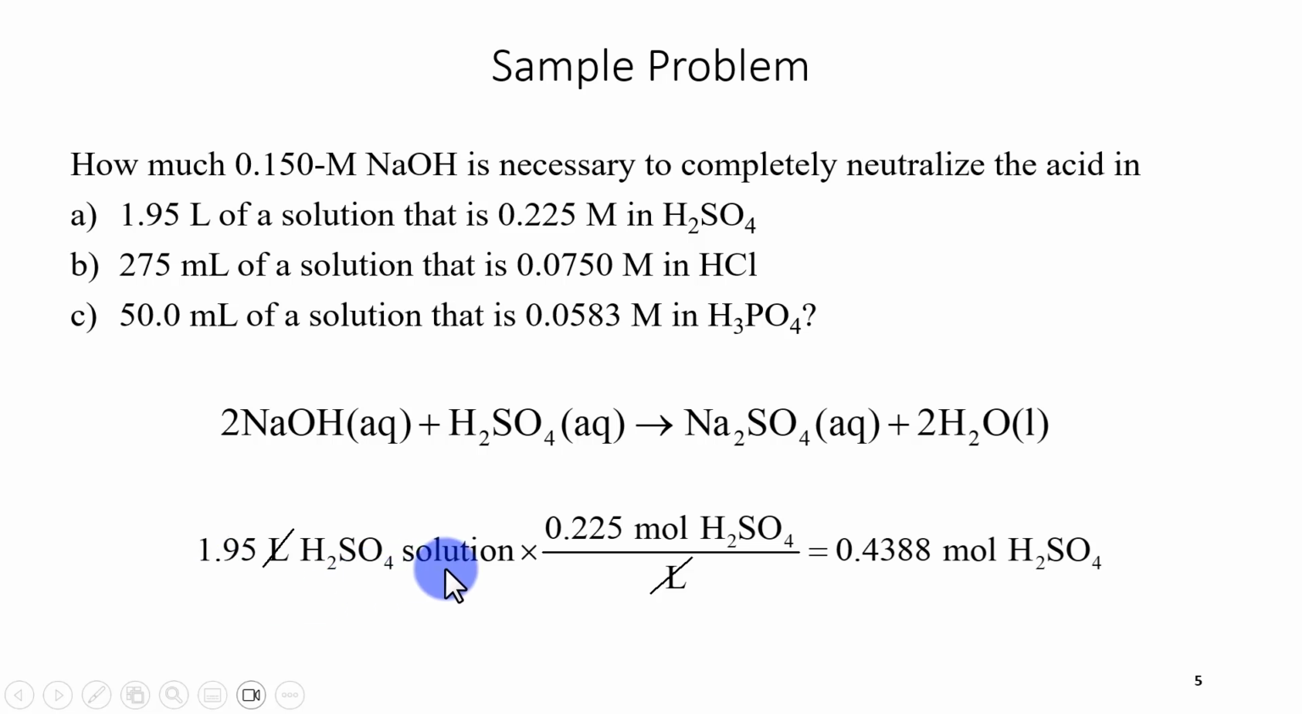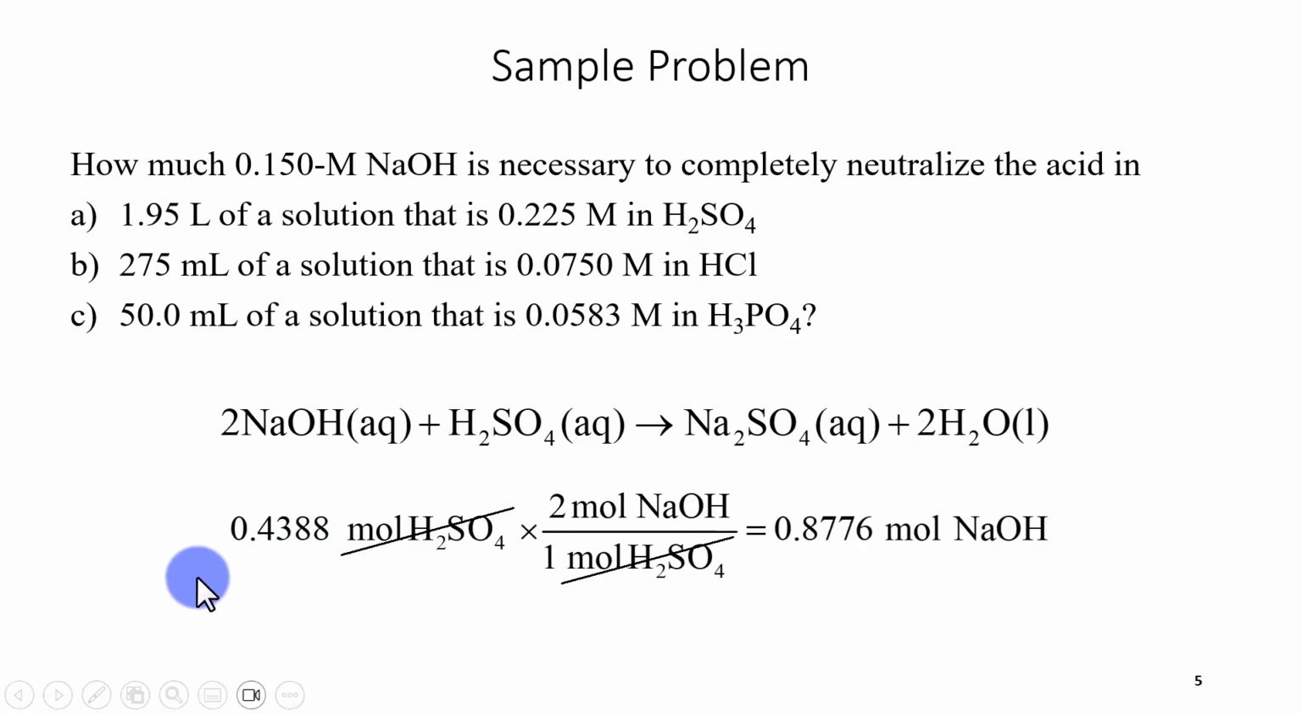I have my volume of H2SO4 solution, and I multiply that by 0.225 molar, which really is 0.225 moles of H2SO4 per 1 liter of solution. So my liters will cancel, and I multiply those two to get 0.4388 moles of H2SO4. Now that I have the moles of my acid, I can calculate the moles of my base using their molar ratio from this equation.